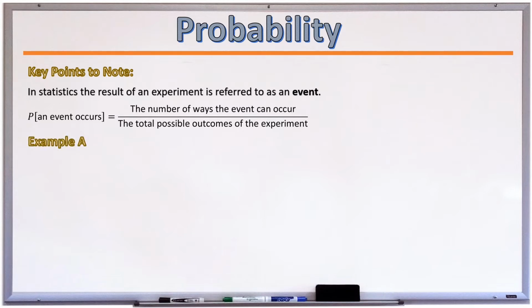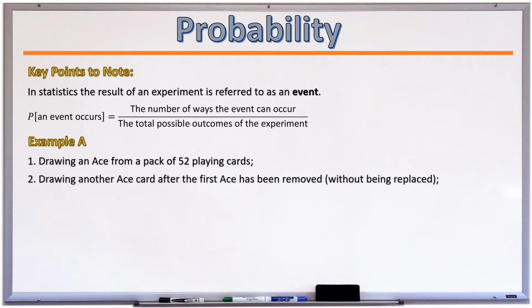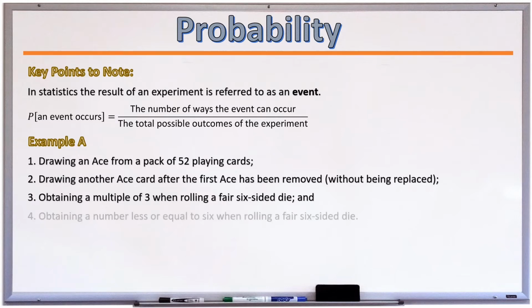Example A. Calculate the probability of the following events occurring. 1. Drawing an ace from a pack of 52 playing cards. 2. Drawing another ace after the first ace has been removed without being replaced. 3. Obtaining a multiple of 3 when rolling a fair 6-sided die. And 4. Obtaining a number less than or equal to 6 when rolling a fair 6-sided die.